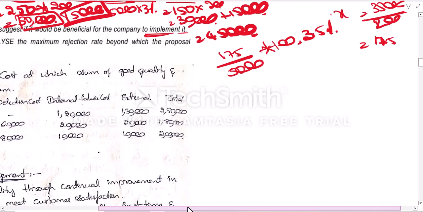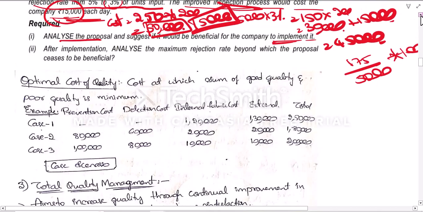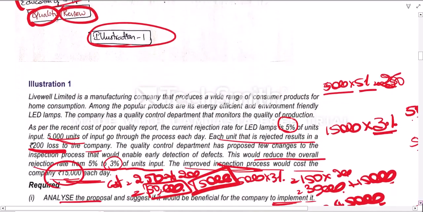If the rejection rate is more than 3.5%, it is not economical to improve the process by incurring 15,000. So it is done here.